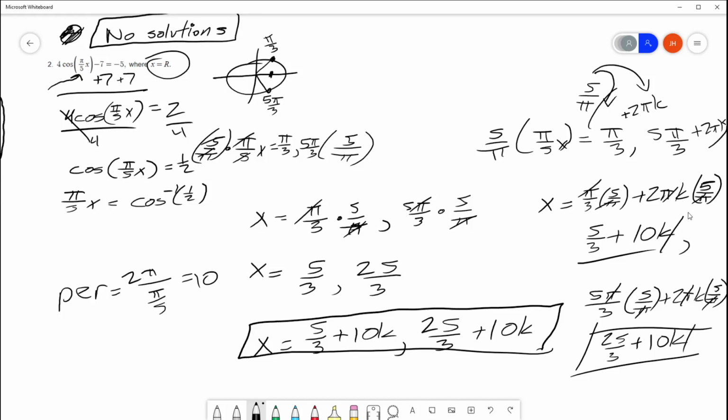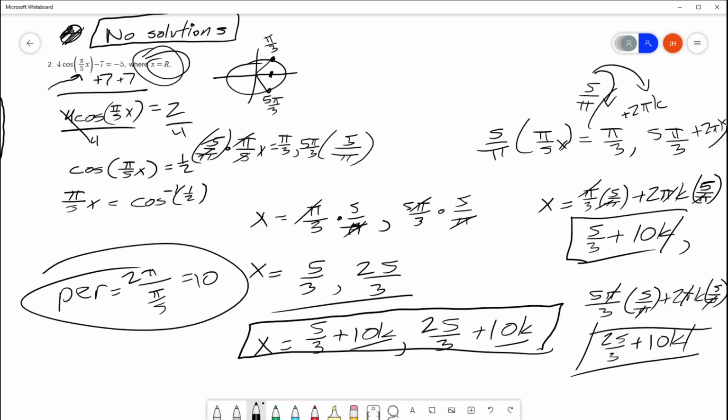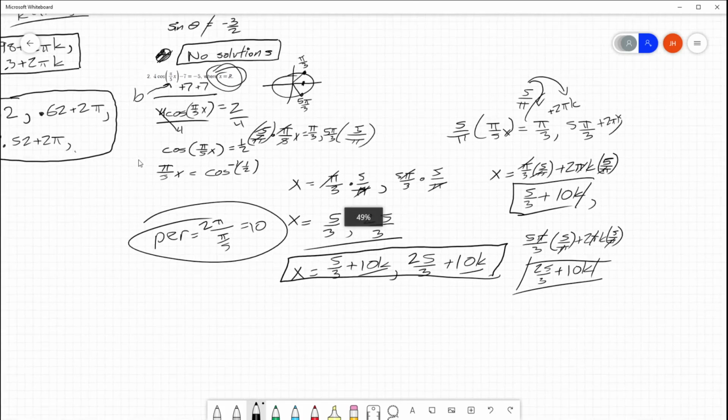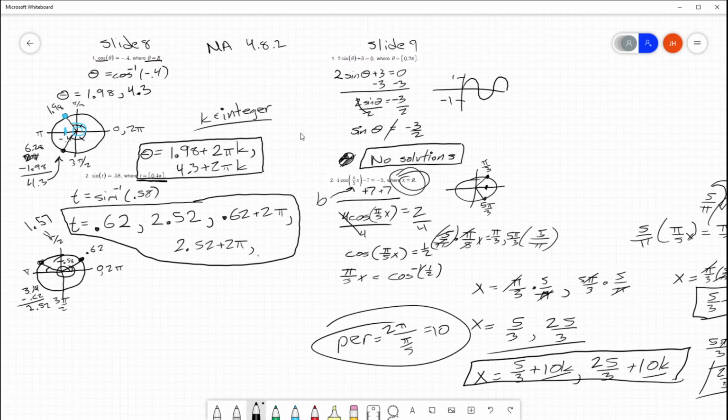So you can see that I can do it either way, but personally I think it's easier to find your two solutions within the single period, and then look at the domain and recognize what your general solution would be. I personally think that would be easier because it's pretty simple to figure out what your period is based on the b value here. So those were my solutions to the problems from 4.8.2.